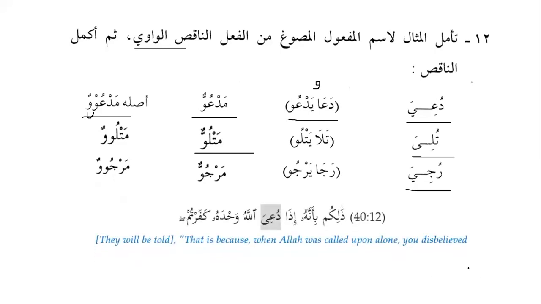And then we have here, these verbs haven't been used like the passive form of mad'uwan, matluwan, and marjuwan, they haven't been used in the Quran. However, ذَلِكُمْ بِأَنَّهُ إِذَا دُعِيَ. So as we can see here, sometimes the passive form will be used by itself, and sometimes we will see that the derived form is used in the Quran, like in the previous example, هَلْ مِن مَزِيدٍ, and now we can see over here, إِذَا دُعِيَ اللَّهُ وَحْدَهُ كَفَرْتُمْ.